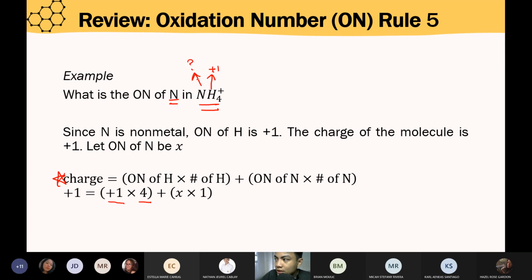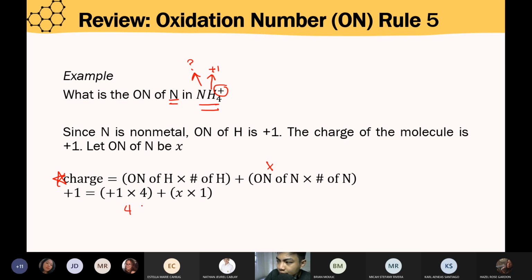And then for nitrogen, I don't know. That's what I'm looking for, so x. This is x, times how many nitrogen do you have? One. So x times 1 is equal to the charge of the molecule. The charge of the molecule can be indicated by the superscript. Since we have a positive superscript there, that means positive 1. Again, what if nothing is written? Like this, it is 0. The charge is 0 when nothing is written.